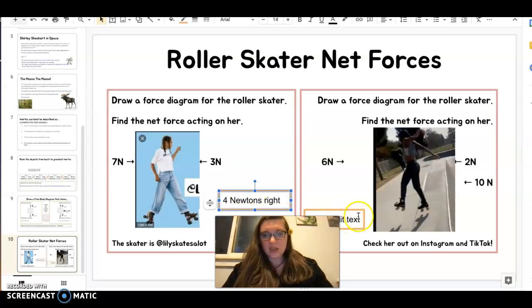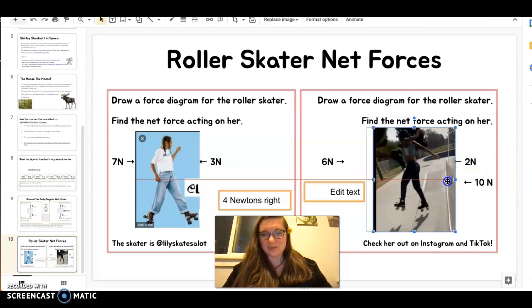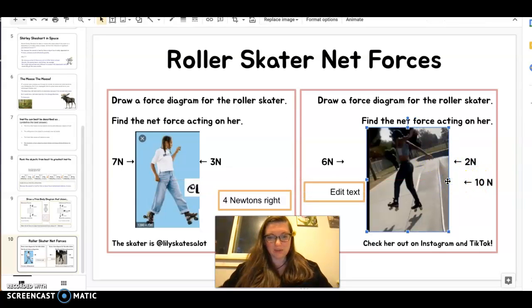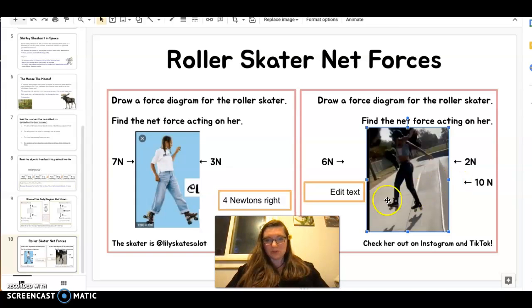So then over here, if she's got 6 newtons pushing her that way, but 2 newtons and then another 10 newtons pushing on her that way. Maybe she's got the force of her going up at that, but then also the force of a turn, plus also the force of the wind or something could be those extra 2 newtons.